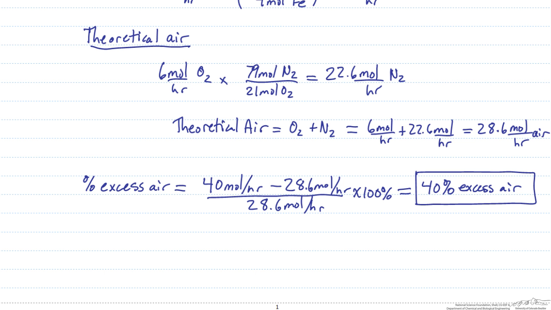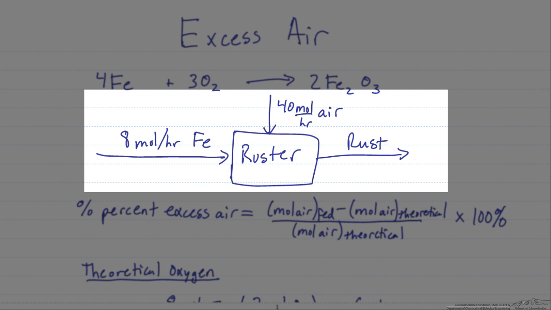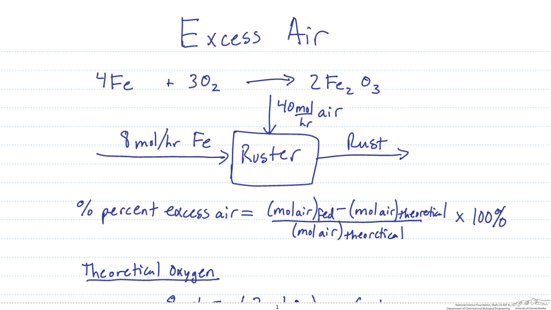Now, the key point that I want to emphasize with excess air is that it's independent of how much rust we actually produce. Take a look at our reactor system. We didn't actually specify how much rust we're producing. We specified how much iron is coming in and how much air is coming in, but it doesn't matter how much actually reacts. All percent excess air depends on is the theoretical complete combustion of iron.